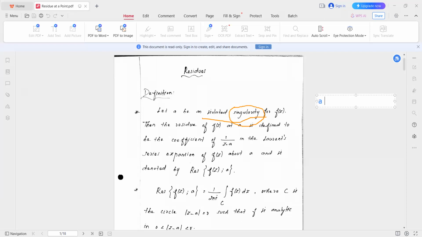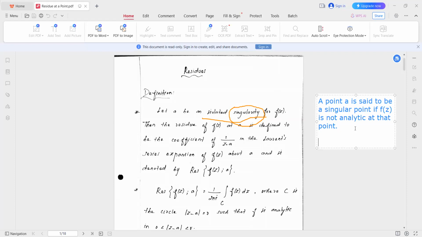A point A is said to be a singular point if the function f of z is not analytic at that point. This is the definition of a singular point. Next, isolated singular point.